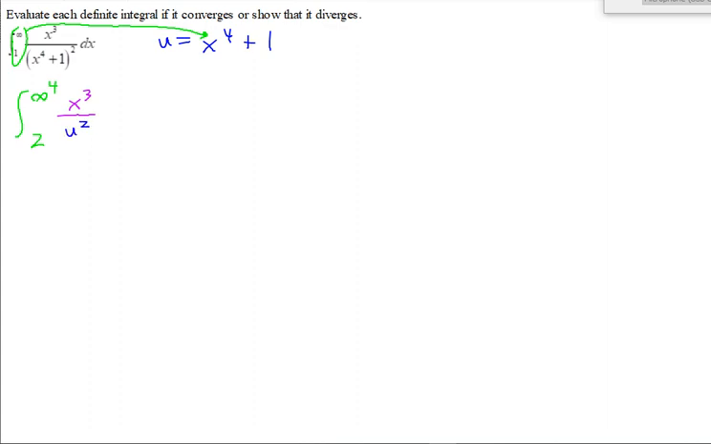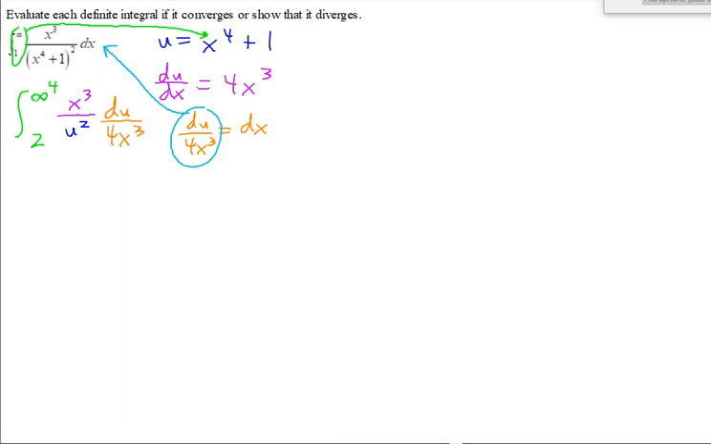And then when you find the derivative, du dx, you get 4x cubed. So dx equals du over 4x cubed. And you can substitute that right in there for dx. Then you can see the x cubes reduce out, which is what we want. You can pull out the 1/4 as a constant out in front to make it simpler.